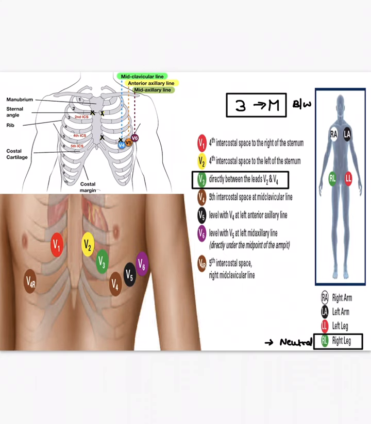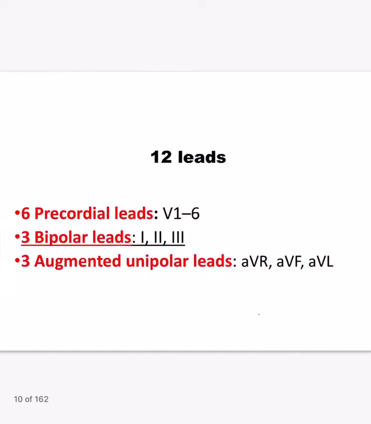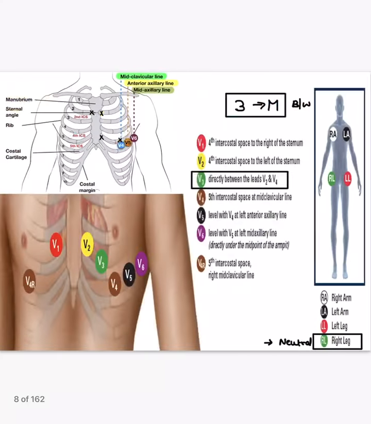Now coming to the placement of leads. What are the leads? We have 3 bipolar limb leads, 1, 2 and 3. We have 3 augmented limb leads, which are unipolar leads: AVR, AVL and AVF. And we have the precordial leads, 6 of them, V1 to V6.